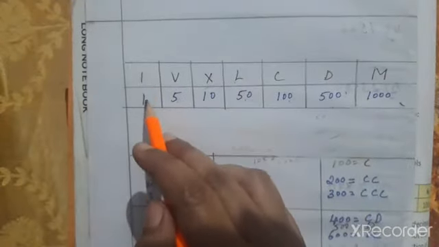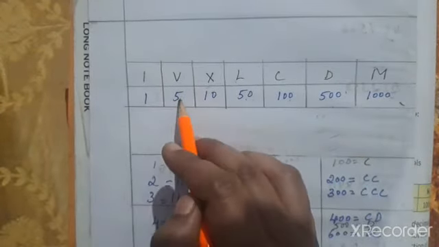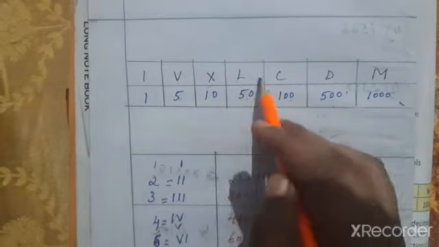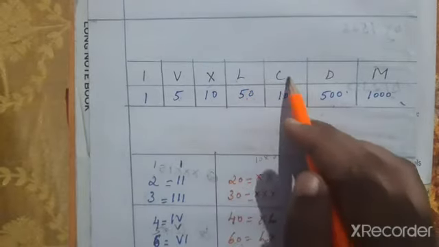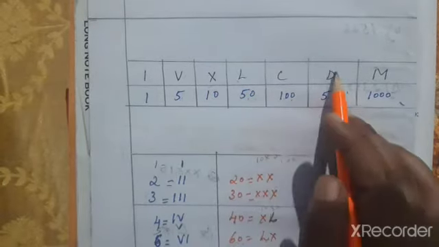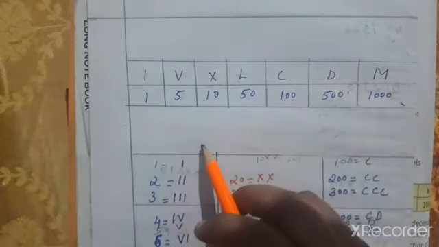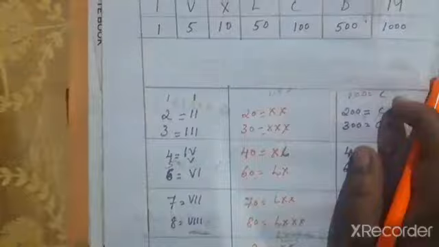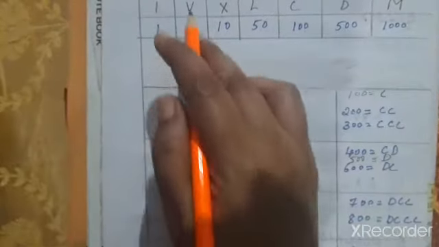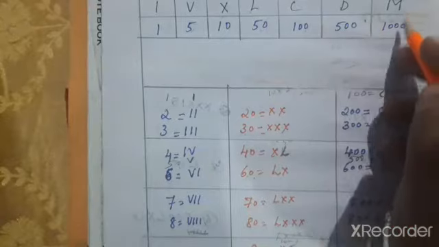So now you know this. I means 1, V means 5, X is 10, L is 50, C is 100 rupees shipping charges, D is 500 dress cost, and we received M 1000 rupees. Okay, now we know the values: V means 5, X is 10, L is 50, C is 100, D is 500, M is 1000.